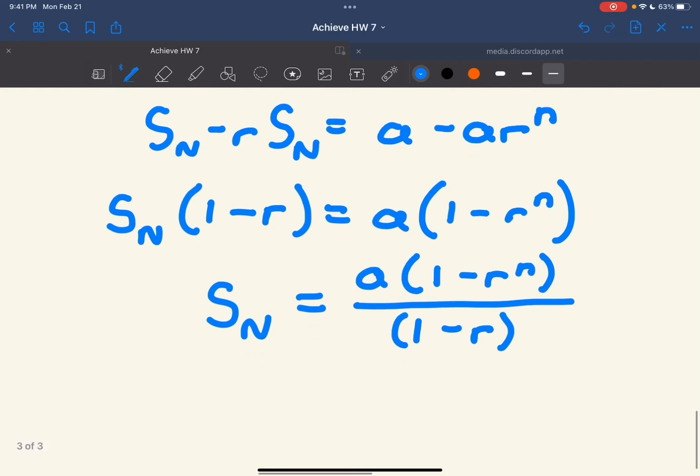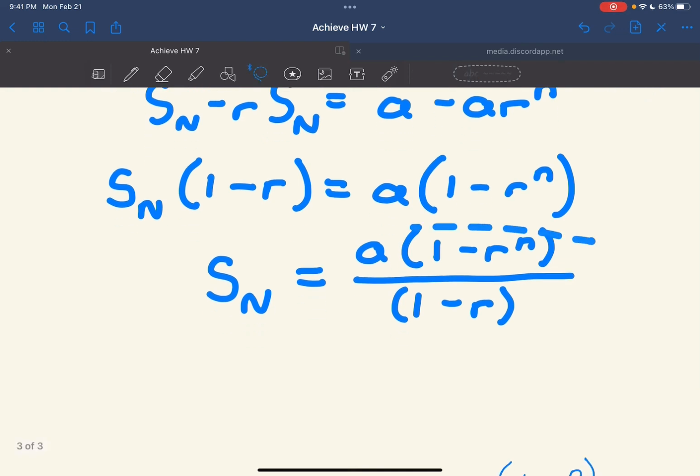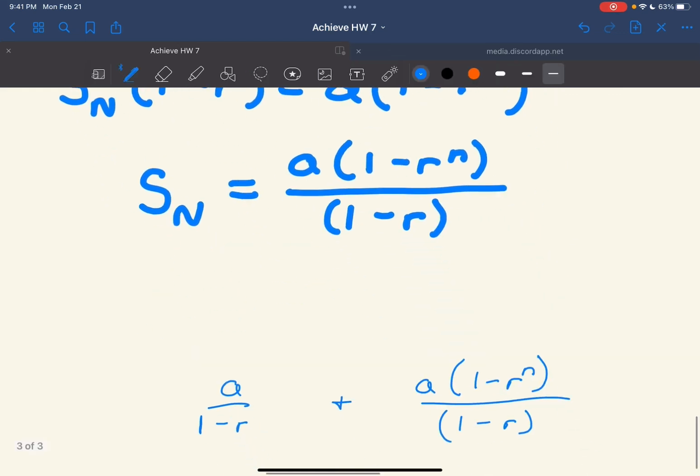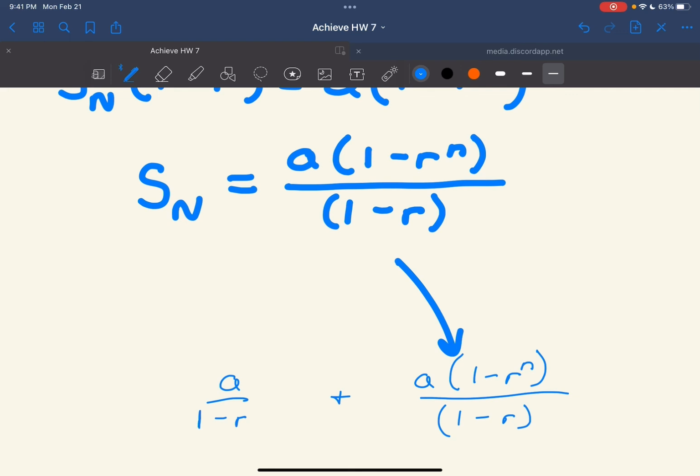Okay, cool. Hooray, we found our formula. And this thing looks exactly like this thing. But you're asking yourself, okay, well, what about this thing?